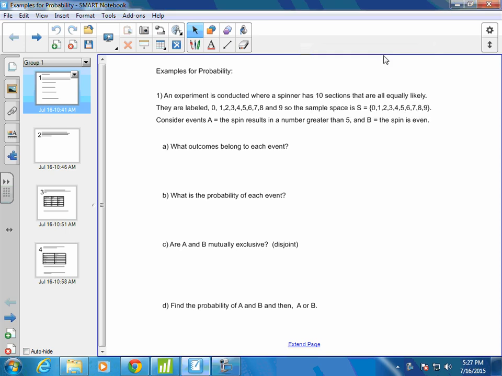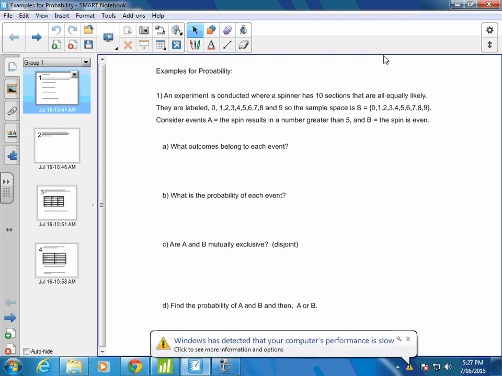Okay, so we're going to take a look at some examples with probability. The first one's given us a situation where we have a spinner with 10 sections, says all are equally likely, and they're labeled 0 through 9. So we have a sample space, it's a set of 0 through 9, and they're giving us two different events to consider. Event A, spin results in a number greater than 5, and then B, the spin is even.